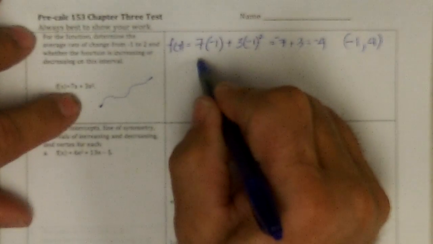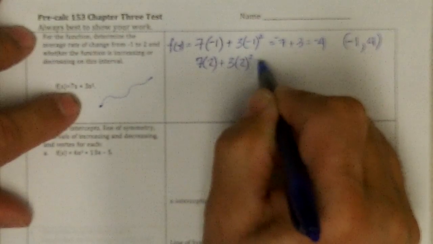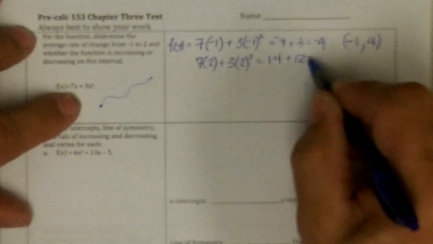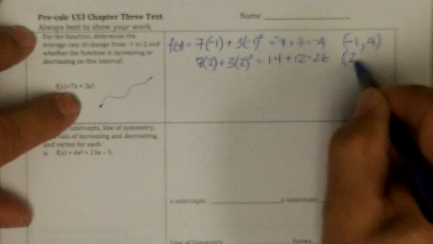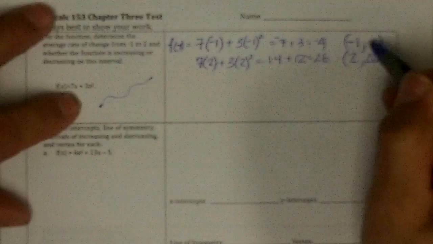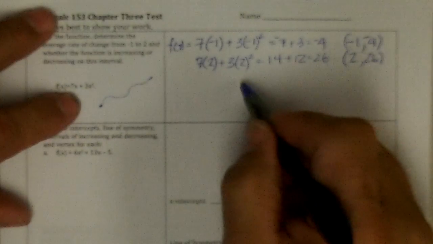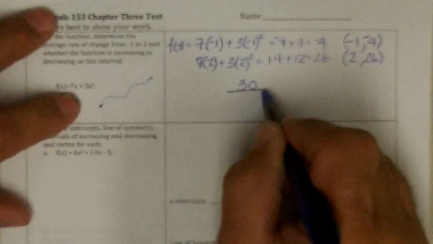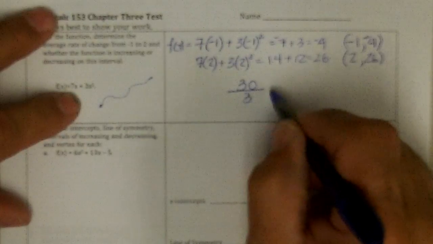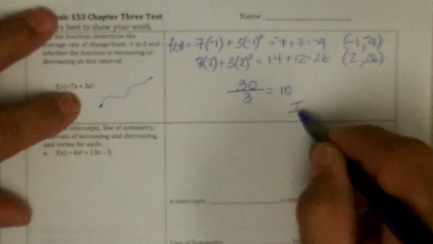Then we put in 2: 7 times 2 plus 3 times 2 squared. That would be 14 plus 12, which is 26. So the next point, 2, gave us 26. So the change in y goes from negative 4 to plus 26, which is an increase of 30, as the x changed from negative 1 to positive 2, which is 3. So we have a slope of 10, which is positive, so therefore it's increasing.